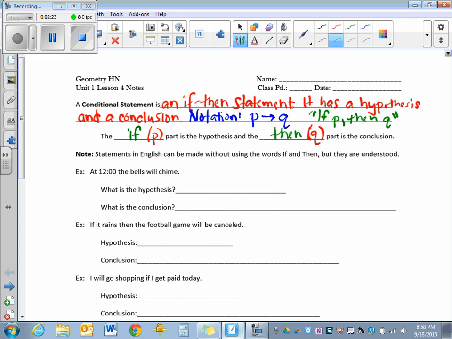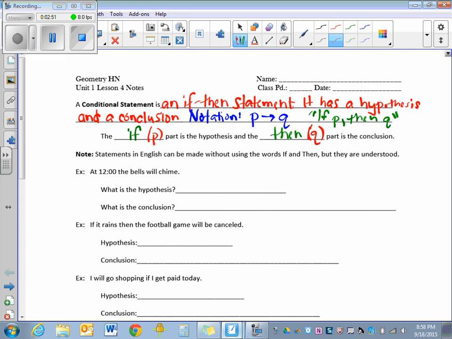Alright, and note that statements in English can be made without using the words if and then, but they are understood. So you have to be careful of that. Just because it doesn't have the words if and then doesn't mean it's not a conditional statement. It very well could be, but just not include those words. So for example, at 12 o'clock, the bells will chime. Notice we don't have the words if and then, but it is still a conditional statement.